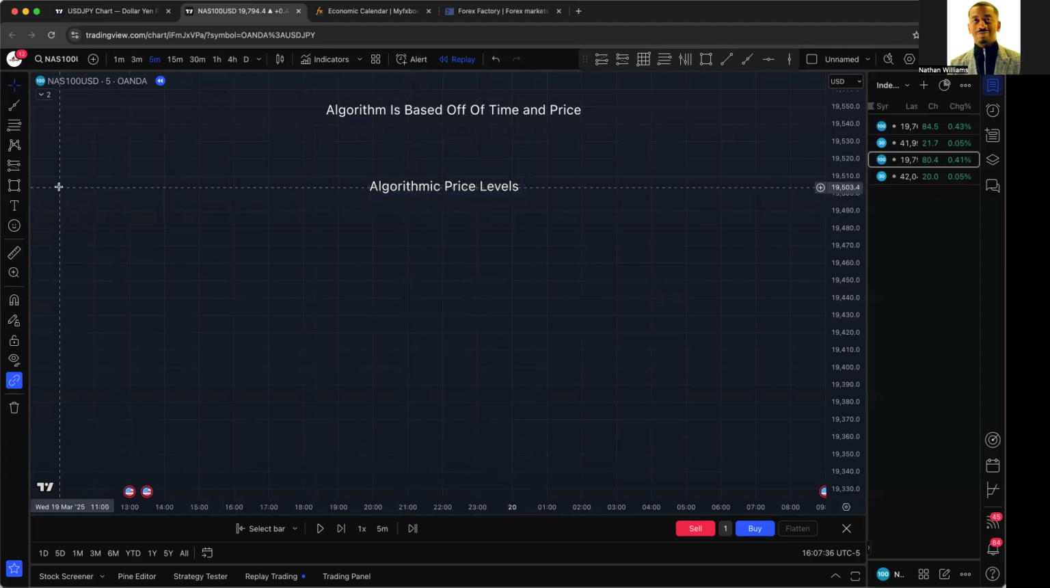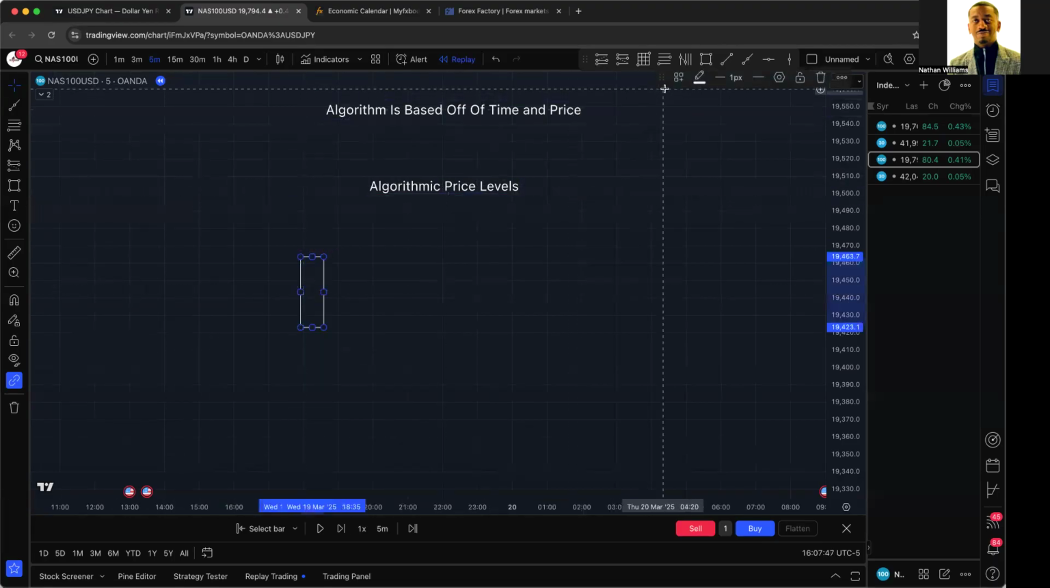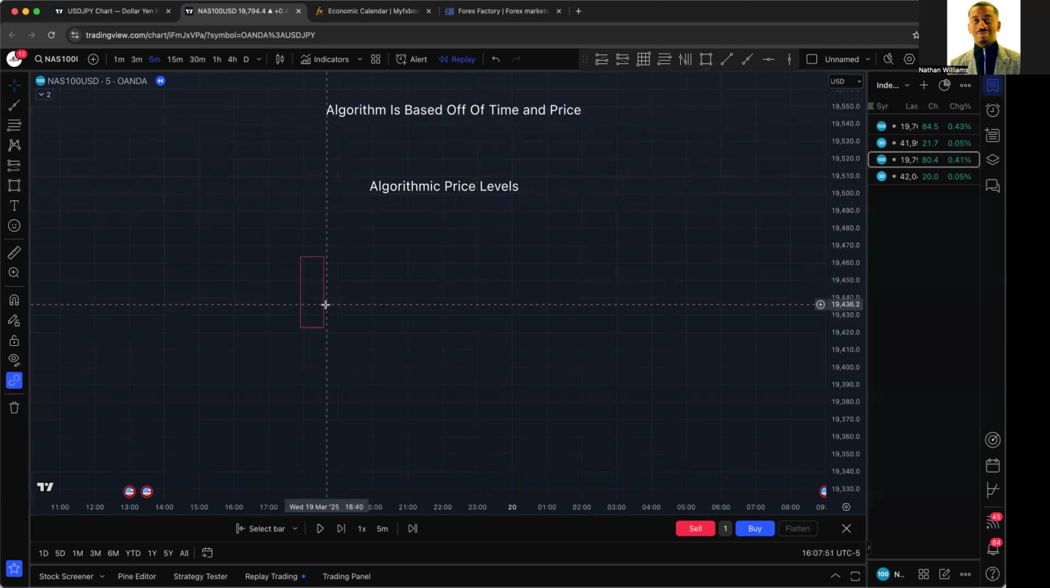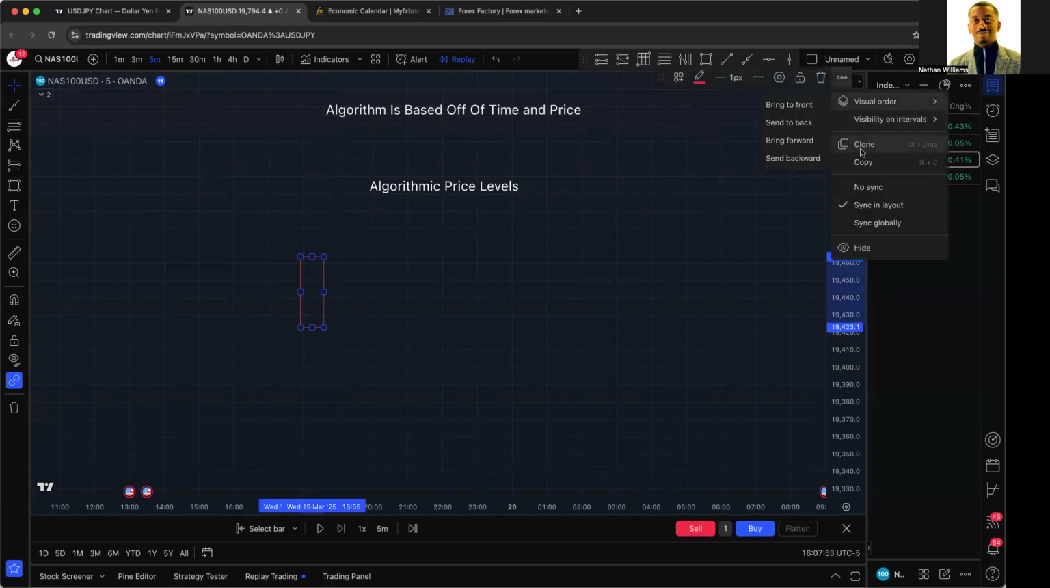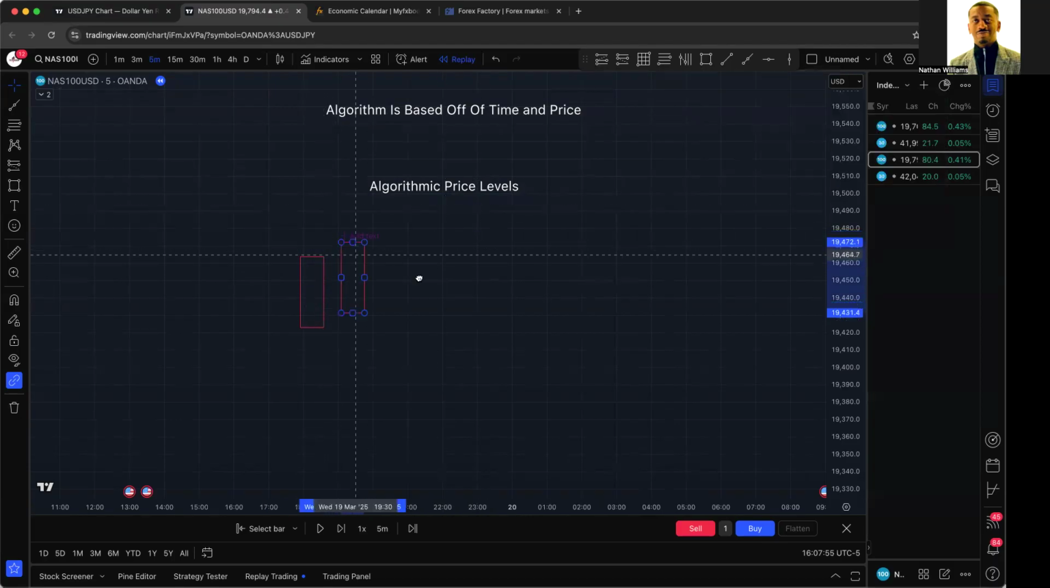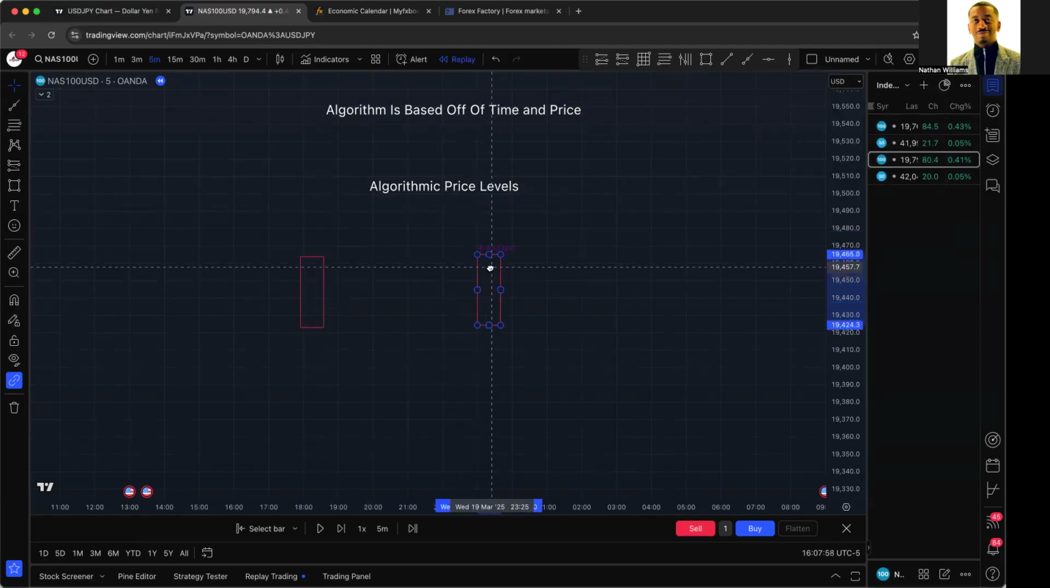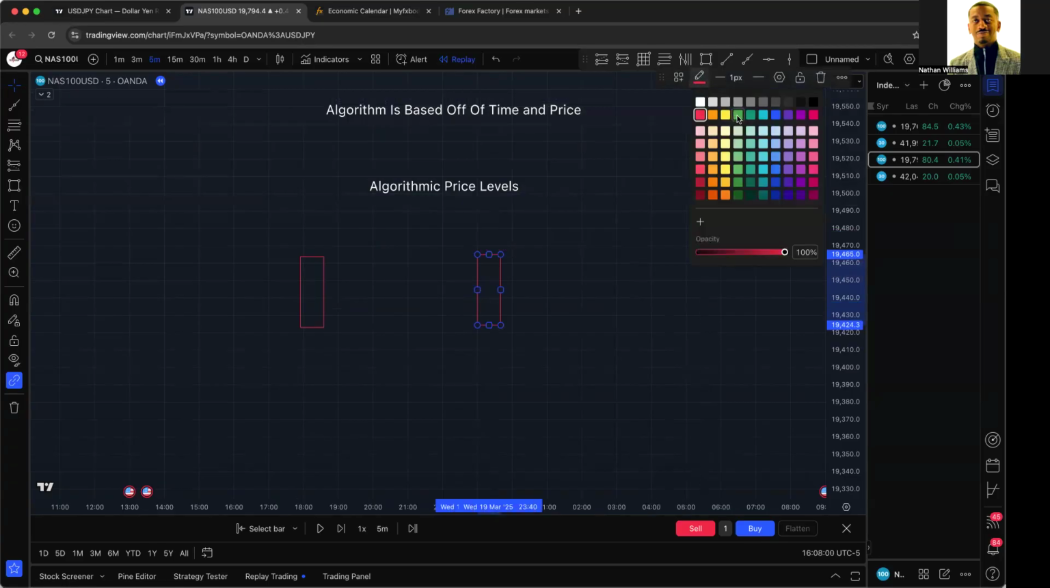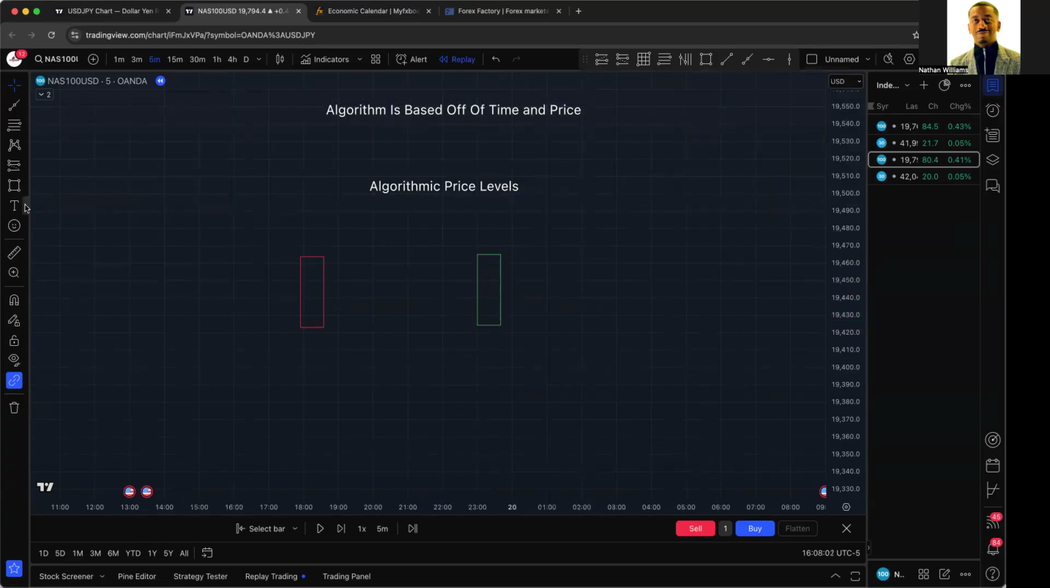To learn about that, we have to understand candles. If we have a bearish candle, like so, let's imagine this is a bearish candle. We'll make this red. Let's clone this one here. And then this candle over here is going to be bullish. Don't worry about the wicks. Sometimes we have wicks, we don't worry about that.